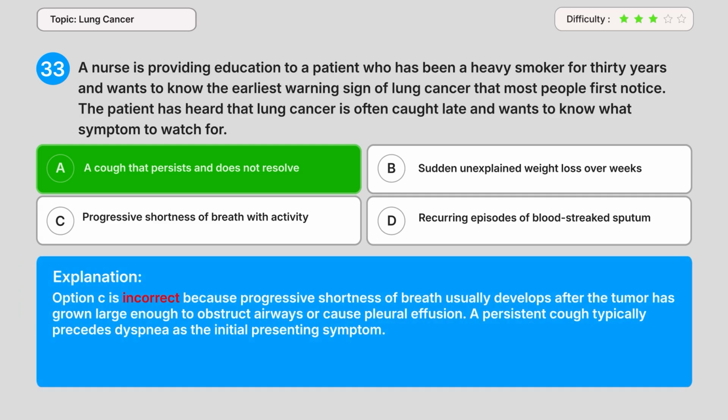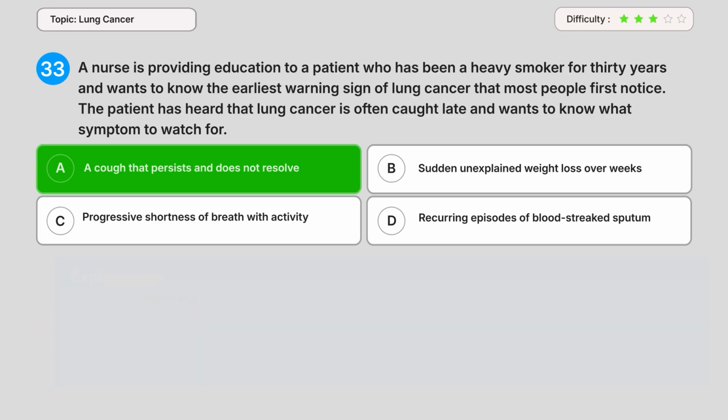Option C is incorrect because progressive shortness of breath usually develops after the tumour has grown large enough to obstruct airways or cause pleural effusion. A persistent cough typically precedes dyspnea as the initial presenting symptom.